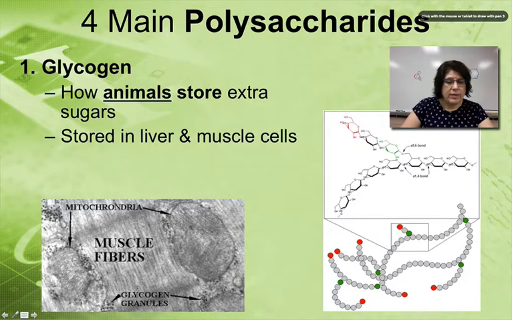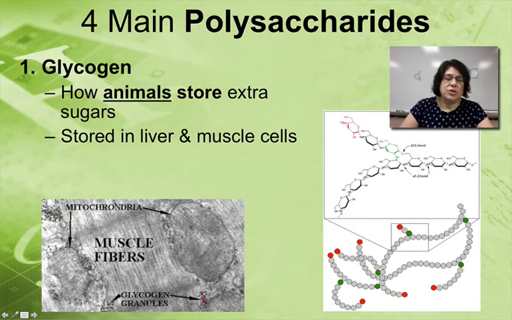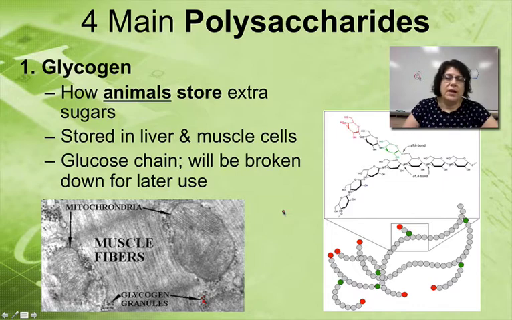So down here at the bottom, you can see these little dark pieces. Those little dark pieces are called glycogen granules, and they are grains that are made of this branchy sugar chain. All right, so you can see that each of these little circles represents a monosaccharide. It's definitely a polysaccharide, many sugars in a chain, and it's very twisty and branchy. All right, so this is glycogen. It is a glucose chain, and it will be broken down for later use.